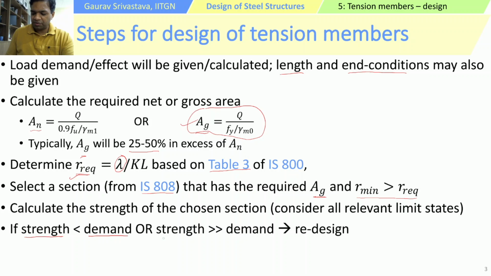Now, from an economic perspective, if the strength comes out to be much larger than the demand, that is an indicator of the fact that we have chosen a section which is much larger or heavier compared to what we actually need. So that is also a poor design. It is an uneconomical design, and in both of these cases, the member has to be redesigned. If the strength is less than demand, the member is not safe, so we have to redesign. Or if the strength is much larger than the demand, it is uneconomical, and in both cases it is a good idea to redesign.